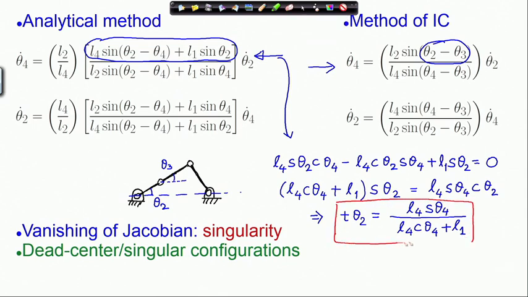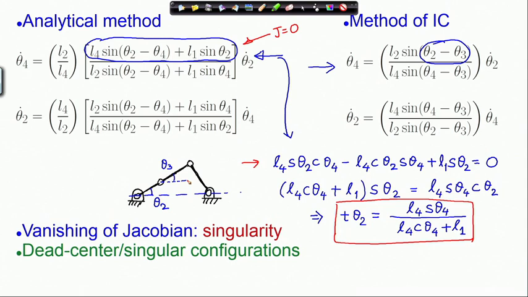So, I have equated the numerator of the Jacobian obtained from the analytical method to 0 and obtained this expression, and upon simplification I find that tangent of theta 2 has this expression in terms of the angle theta 4. Let us interpret this.